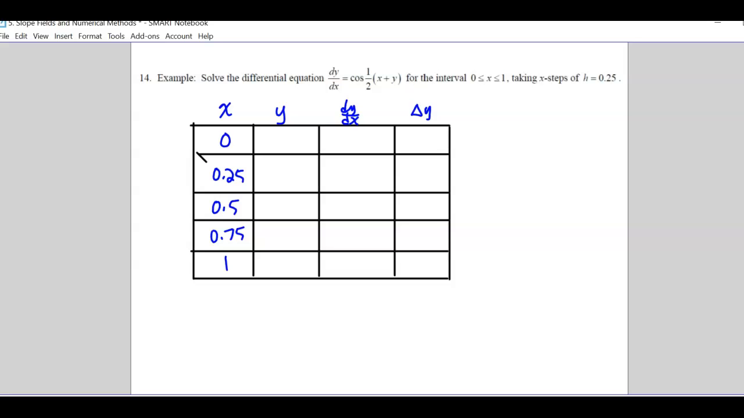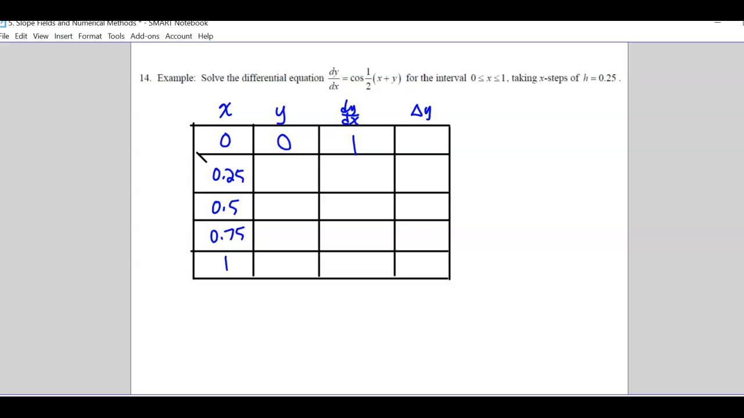Okay, so if x is 0, we can start with a y value. Let's start with a value that we do know how to do cosine with. Let's make y equals 0. The y value wasn't given to you, so you choose what y value. 0 would be the easiest. Okay, so then cos of 0 is 1.